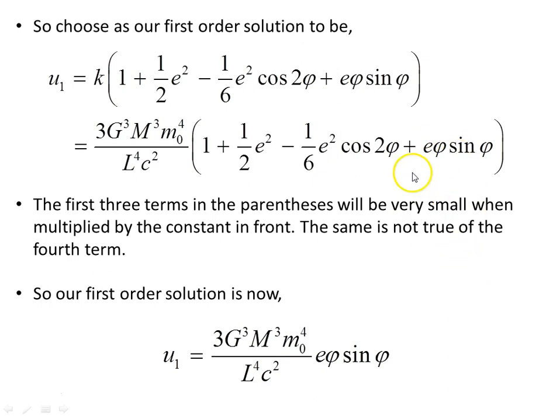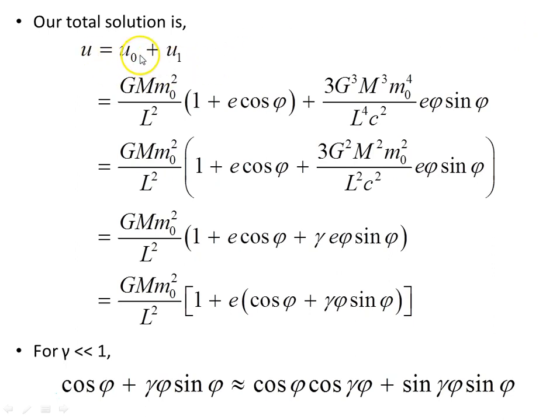So we can disregard the first three terms and take as our first order solution u1 this constant times e phi sine phi, because this variable phi will grow with each orbit and will become the dominant term by far. So the first three terms can drop out. And it turns out, as I'll show you later on, that's also a very good approximation. Our total solution is u equals u0 plus u1. Here was u0, the zeroth order solution, the plain Newtonian case, and then the relativistic correction part. So we have a solution to the relativistic orbital shape equation.